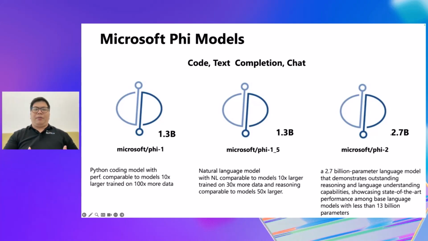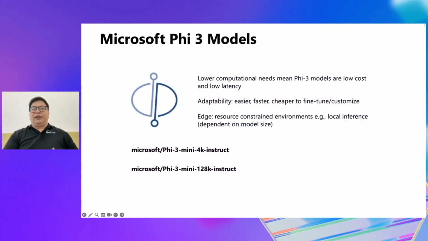It's just 1.3 billion parameters, and it gives very good results, better than some large language models. And then Phi-2 is where we add more data, 2.7 billion parameters. The language model can give you very good results now. But at this time, maybe before Build, Microsoft published the Phi-3 models.